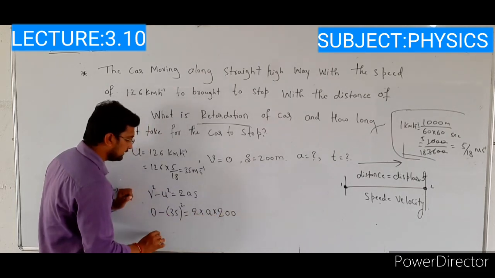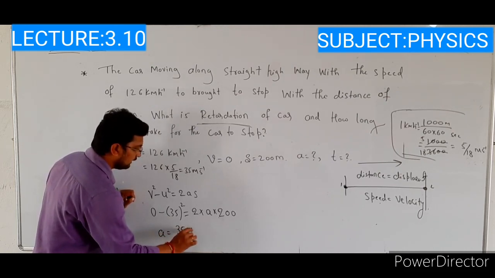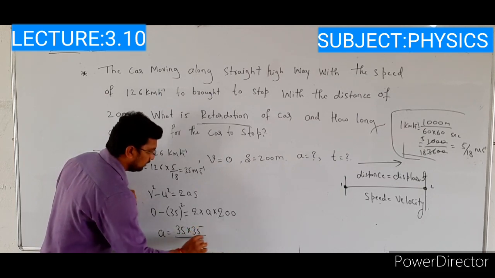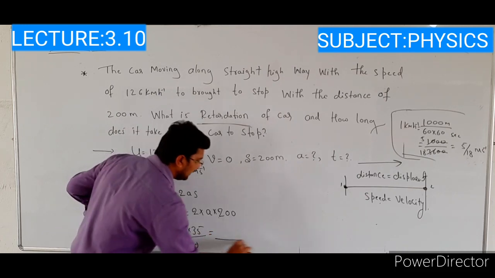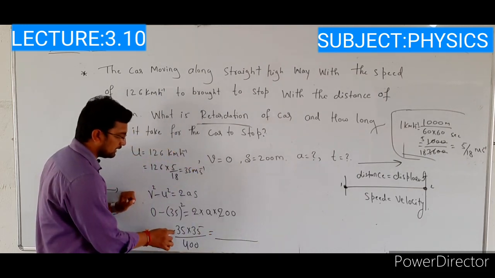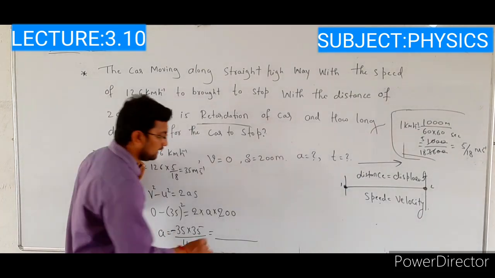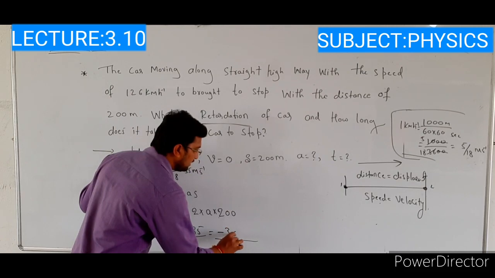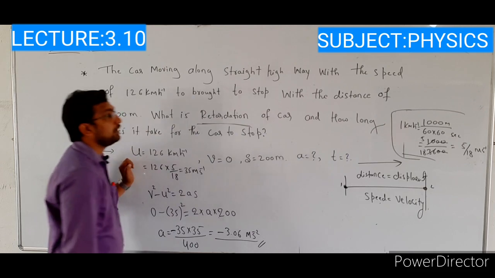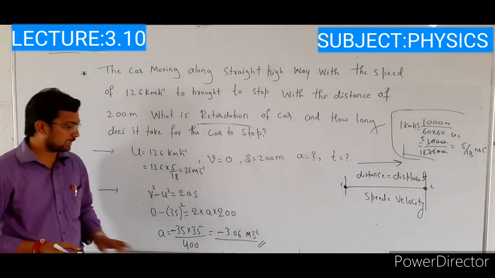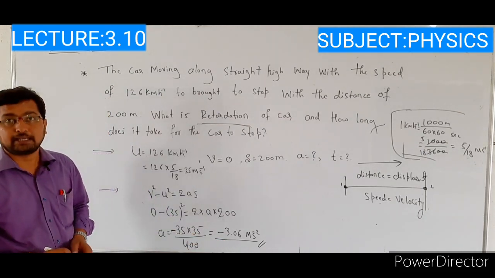So then a is equal to 35 into 35 divided by 2 into 200, that is 400. Simplify this, and the answer must be negative, so keep this sign as it is. So the answer is minus 3.06 meter per second square. So this is the retardation of the car. That means the acceleration is negative, minus 3.06 meter per second square.